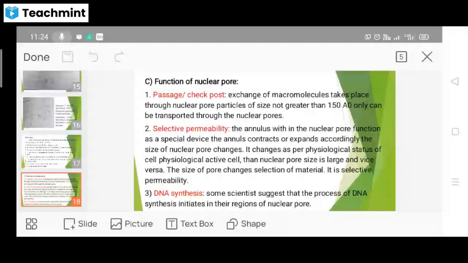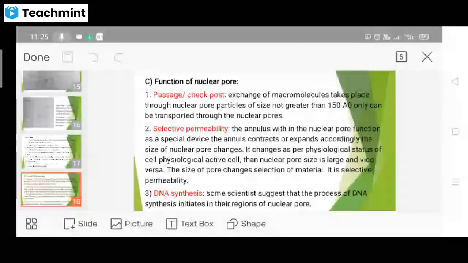When a small size particle is there, then automatically the annulus is contracted. If the size of the particle is somewhat large, then this annulus size will be expanded, and through this contraction and expansion of the annulus, the selective permeability will take place.